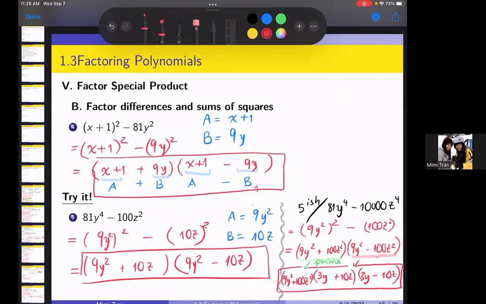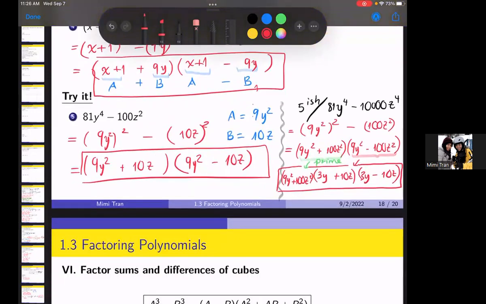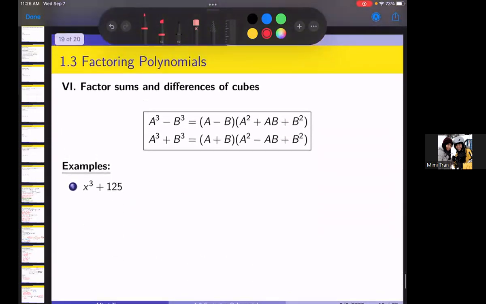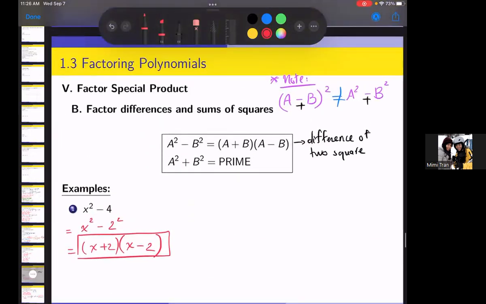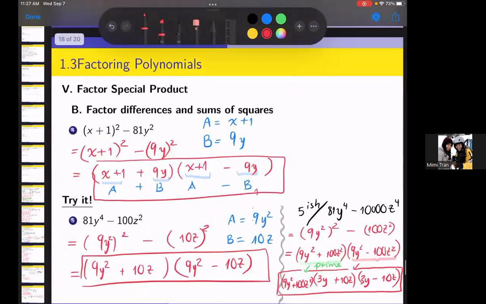One more, and then we take a little break, and then we'll go to 1.4. So far, what I showed you is the difference and sum of squares. Good for us, the sum of squares is prime. That's good news. However, it's not the case for the cube. The cube, you have both.